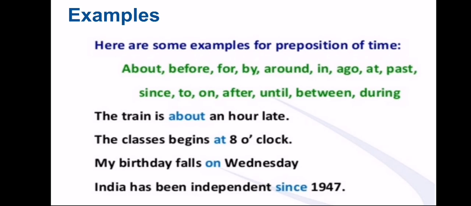The train is about an hour late. The classes begin at 8 o'clock. My birthday falls on Wednesday. India has been independent since 1947. All these are showing the preposition of time.